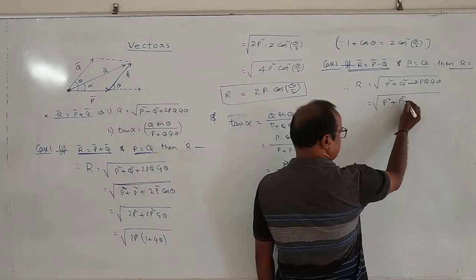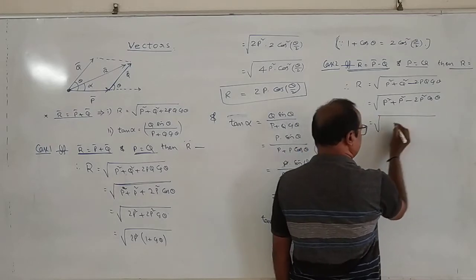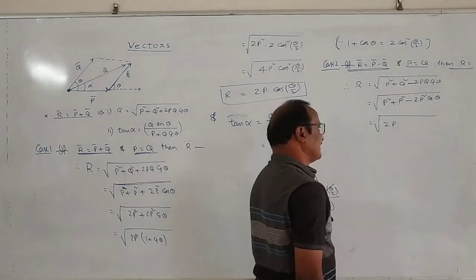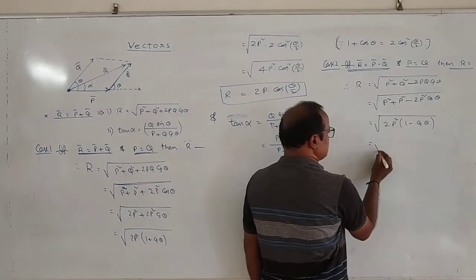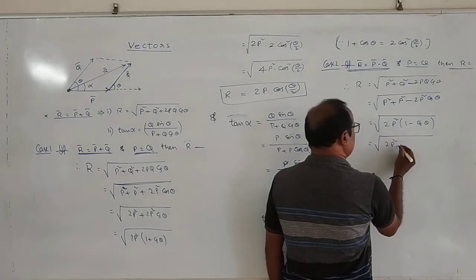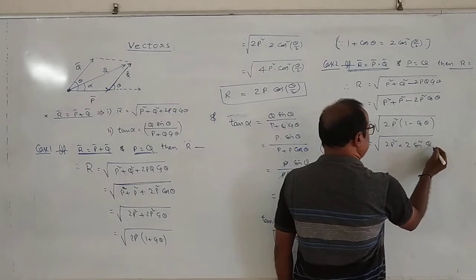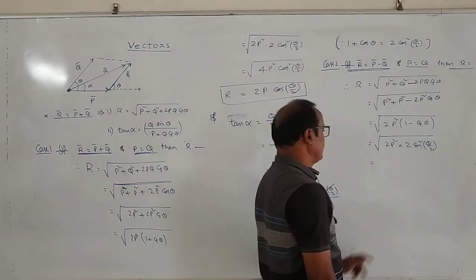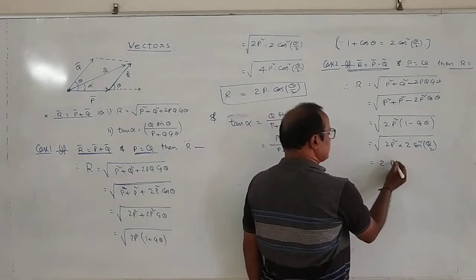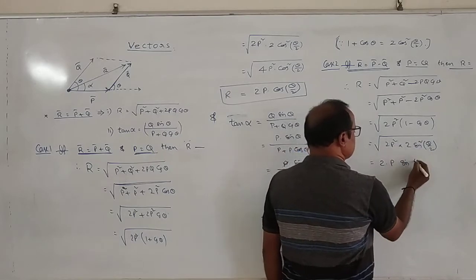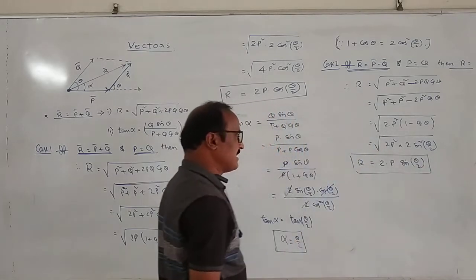That is P square plus P square minus 2P square into cos theta. In these, 2P square is common, and 1 minus cos theta. That is root of 2P square into (1 minus cos theta), and 1 minus cos theta is equal to 2 sin square theta by 2. That is equal to 2 into 2, 4. Root 4 is equal to 2. P square root is P, and sin square root is sin theta by 2. Then the magnitude of the resultant R is equal to 2P sin theta by 2.